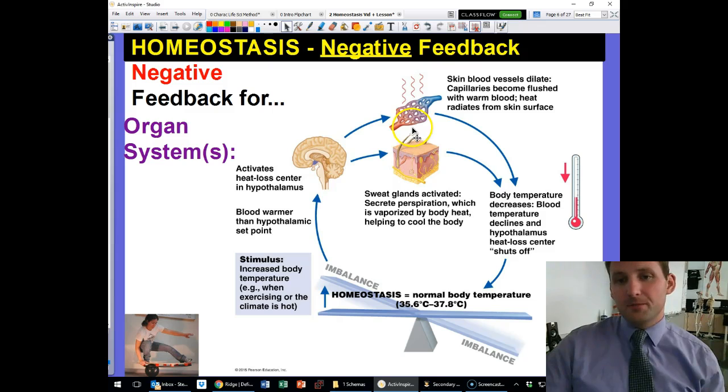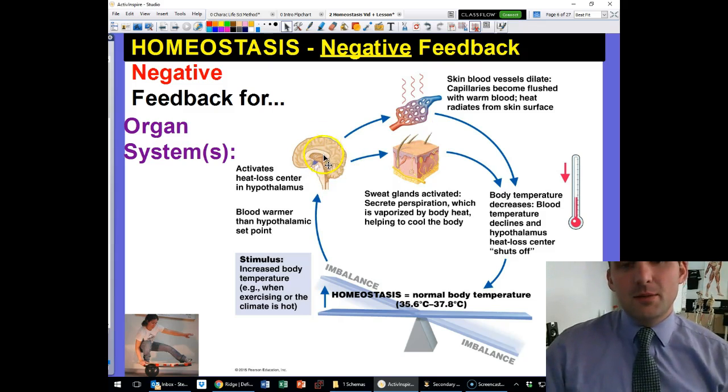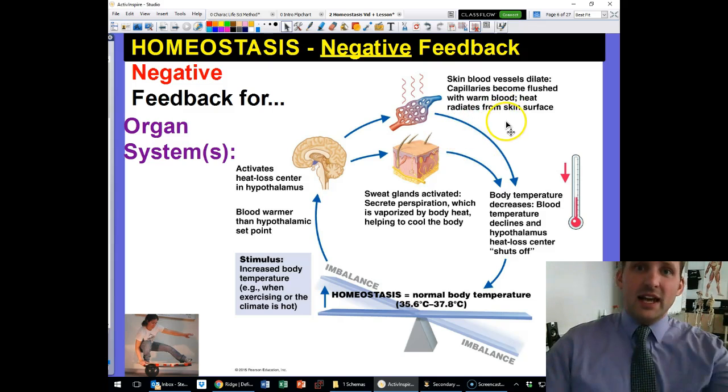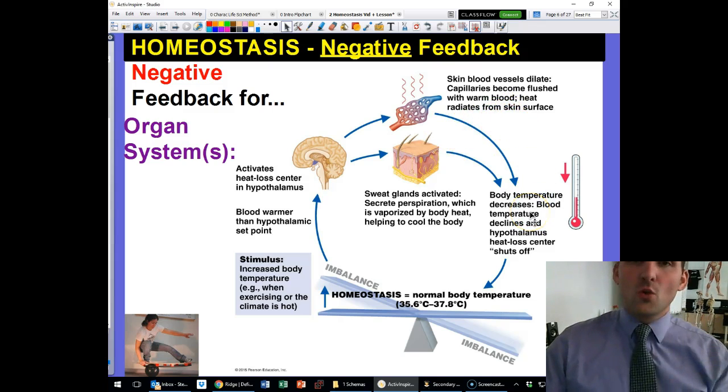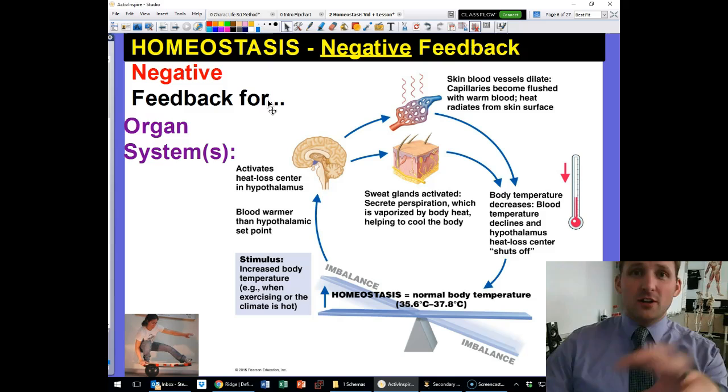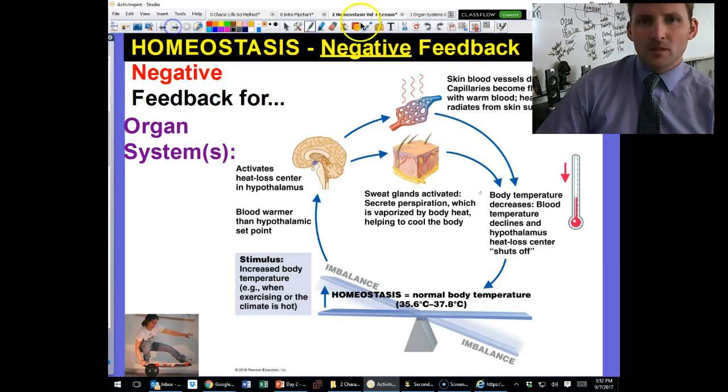So that's the effector. This is the receptor and control center. This is the effector. And then because of that, because that heat is radiating out, radiating is a strong word, I would write that down. Heat radiates out of your skin. The blood temperature goes down back to normal, and you've maintained homeostasis. So I would stop and review that, see if you can walk yourself through that upper part of the balance.